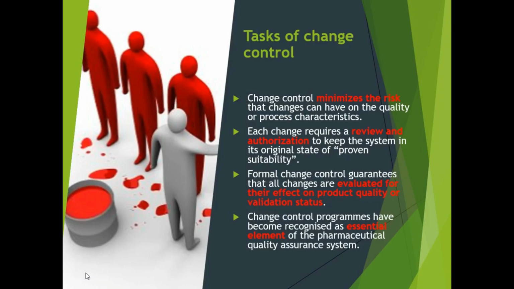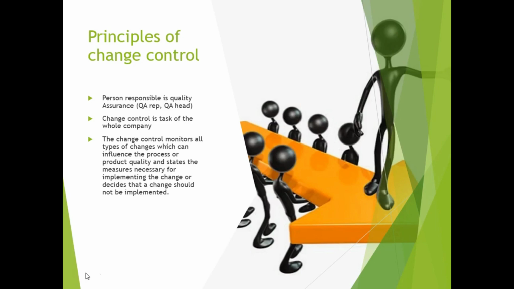Your control of your change control system is highly audited. So, principles of change control. Change control is considered an essential element of the pharmaceutical quality assurance system, so it's logical that the person responsible for the approval of the change control is the quality assurance head, which is normally the QA rep or the QA lead. Change control is not departmental specific, rather the task of the whole company. Change control monitors all types of changes which can influence the process or product quality and states the measures necessary for implementing the change, or decides that a change should not be implemented, and therefore the proposed change could be rejected by quality if necessary.